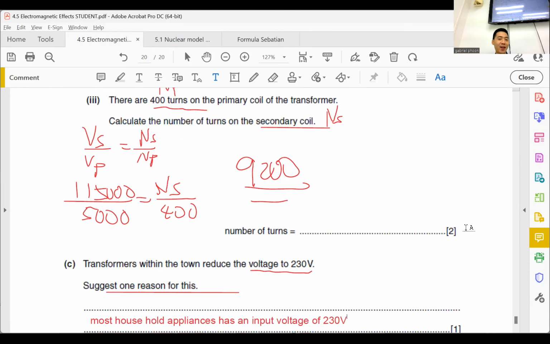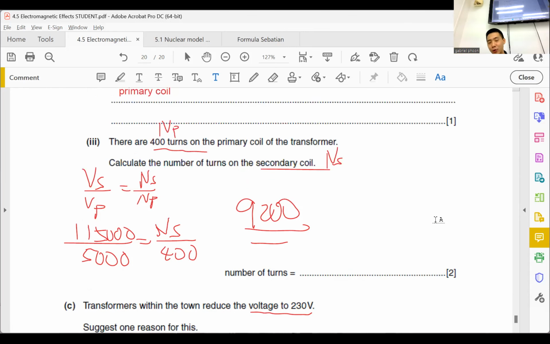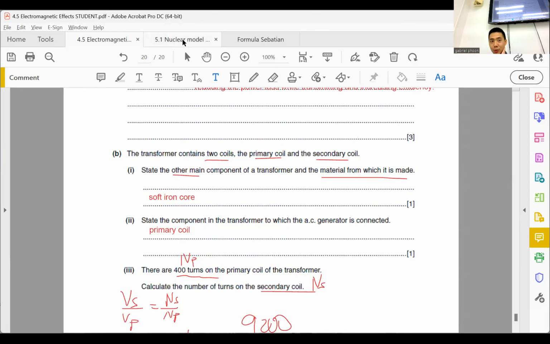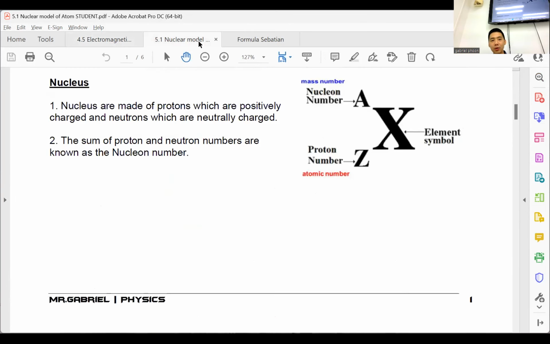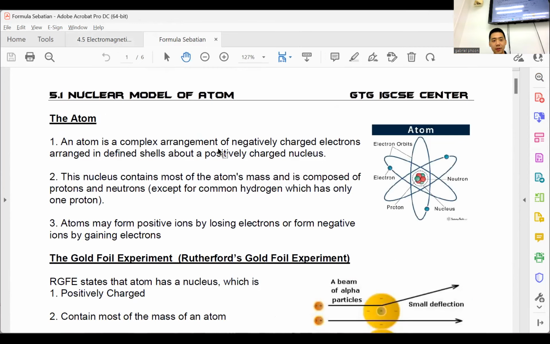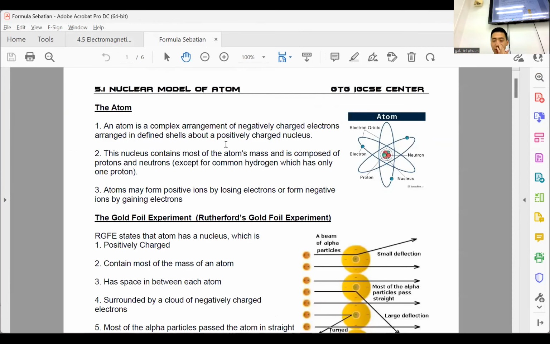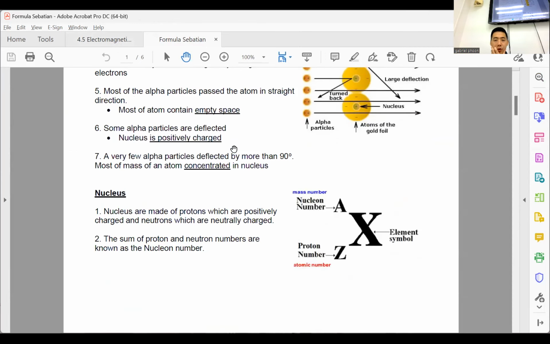Okay, guys, with that, I hope you have a little bit of clarity on how the whole transformer question works. We will go to a new chapter here today. I don't know if we can finish this syllabus or this chapter today. I'll try to go through it real quick.